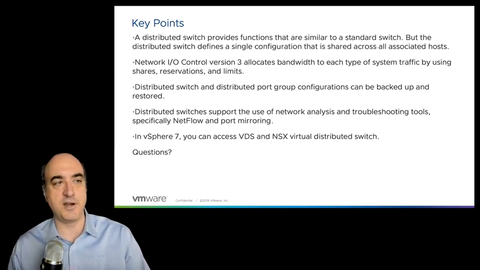We took a look at Network I/O Control version 3, how it allocates network bandwidth to each traffic type, utilizing resource allocation settings such as shares, reservations, and limits. We saw that distributed switch and distributed port group configurations can be backed up and restored, and that distributed switches support the use of network analysis and troubleshooting tools, specifically NetFlow and port mirroring. And we also saw in vSphere 7 a new feature was added to access distributed switch and NSX distributed switch information all in the same vSphere Client.